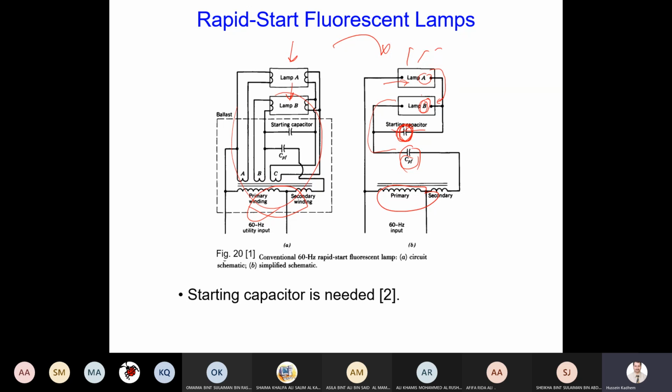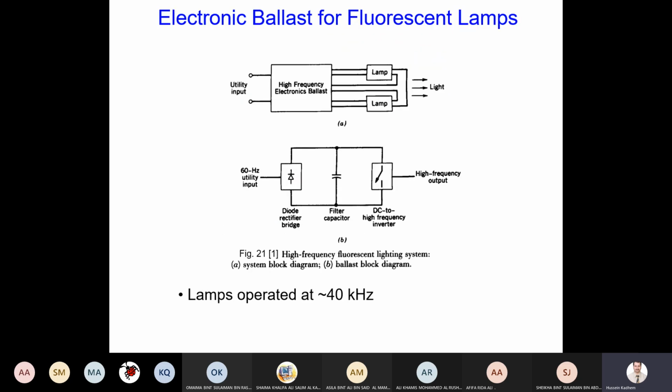Okay. What we want to know is how I can use power electronics to control this lighting application. Have a look. We can control the lighting by using a high frequency electronic ballast. What is a high frequency electronic ballast? We have the inductors. We control the applied voltage by controlling its frequency. Increasing or reducing the frequency will increase or decrease the light coming from the lamps.